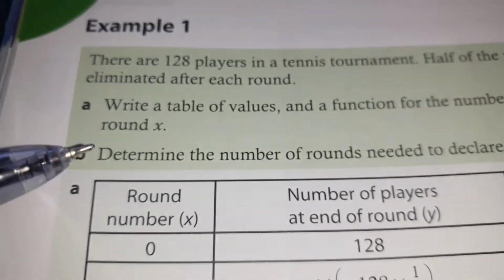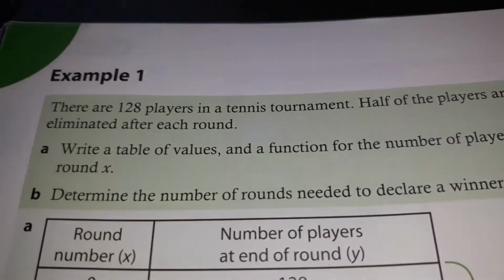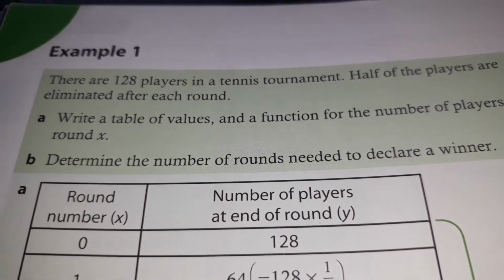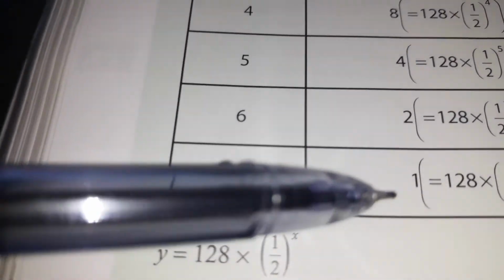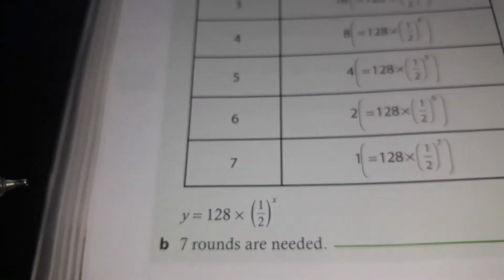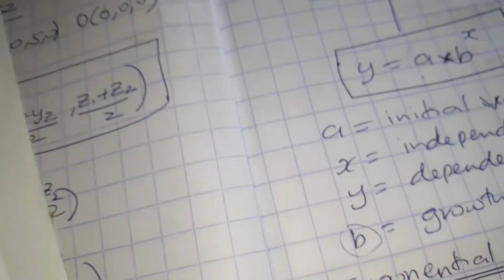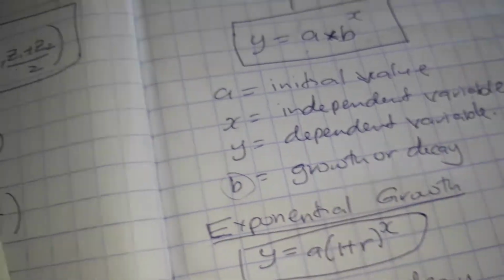Okay, part B of the question. Determine the number of rounds needed to declare the winner. The winner will be the person when there's only one person left. So only one person is left in the seventh round. So the seventh round is going to have the winner. Okay, right, so we're going to look at more examples, right? Okay, let's look at that.